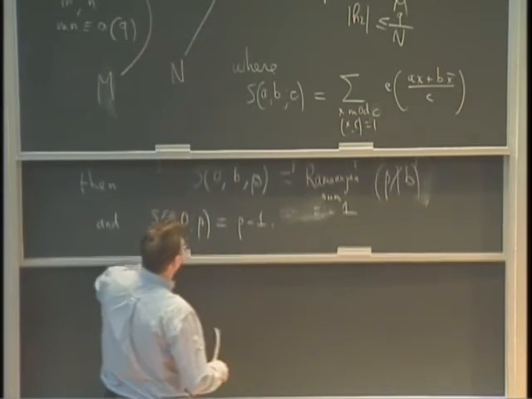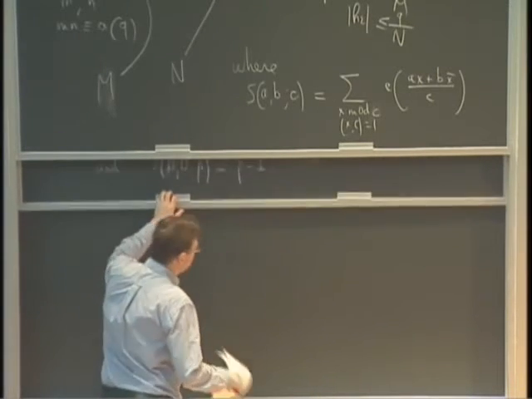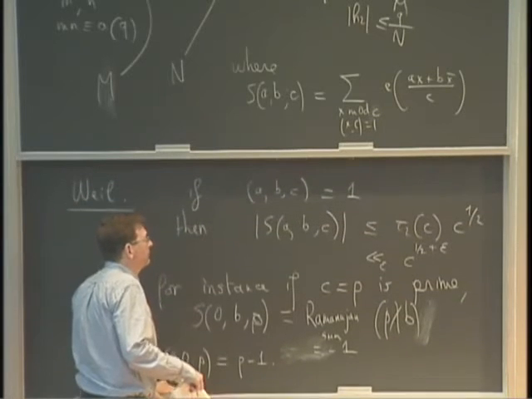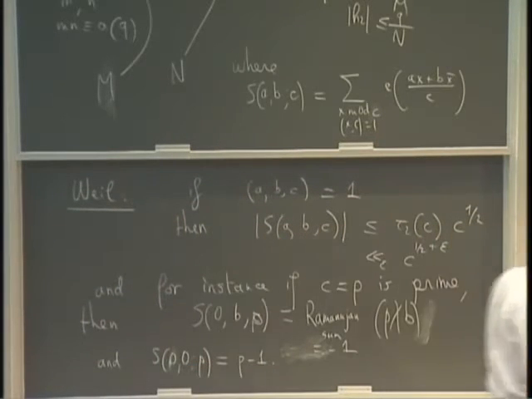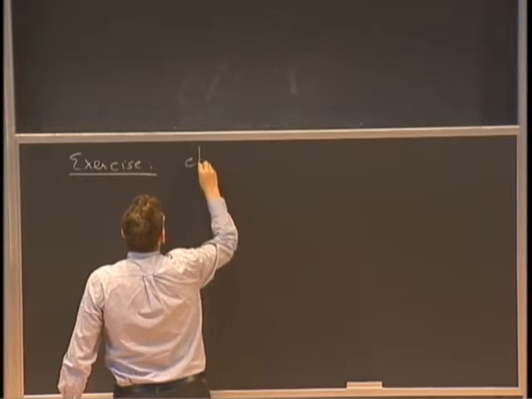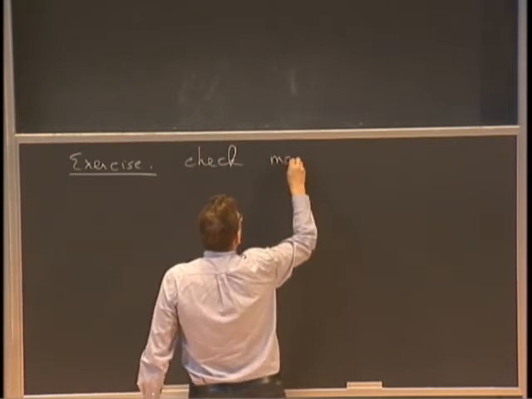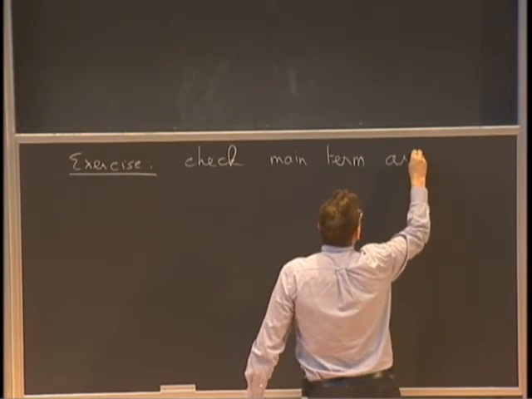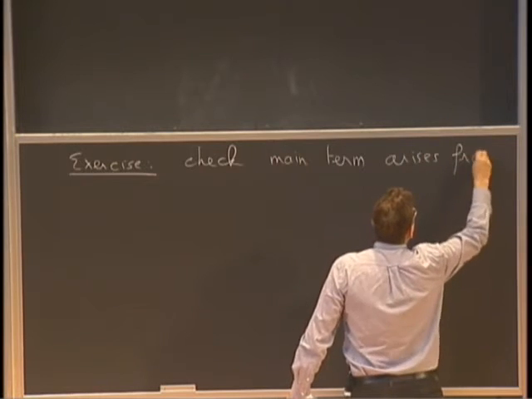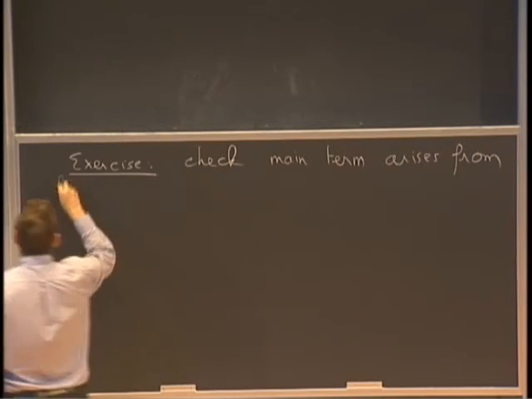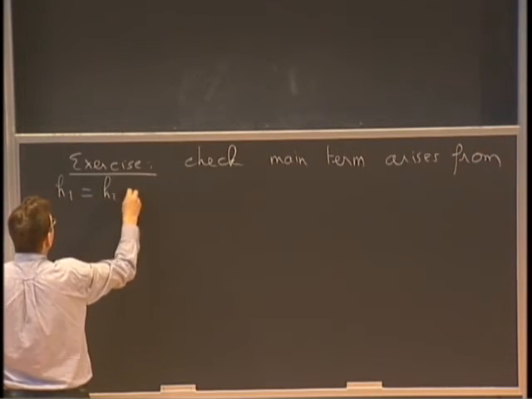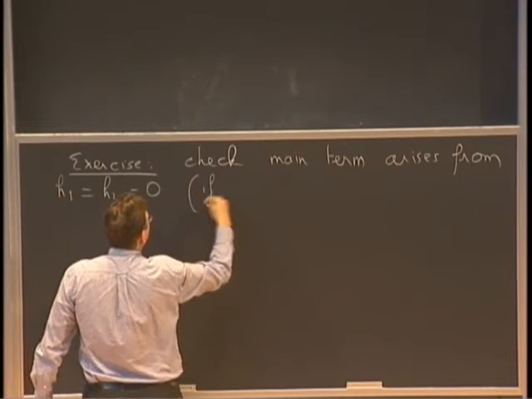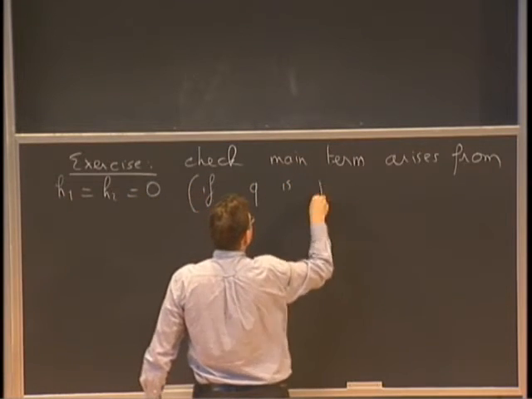So that can be kind of an exercise. Well, I'll leave this third board for later. So exercise then: check where the main term arises from, at least when q is a prime.